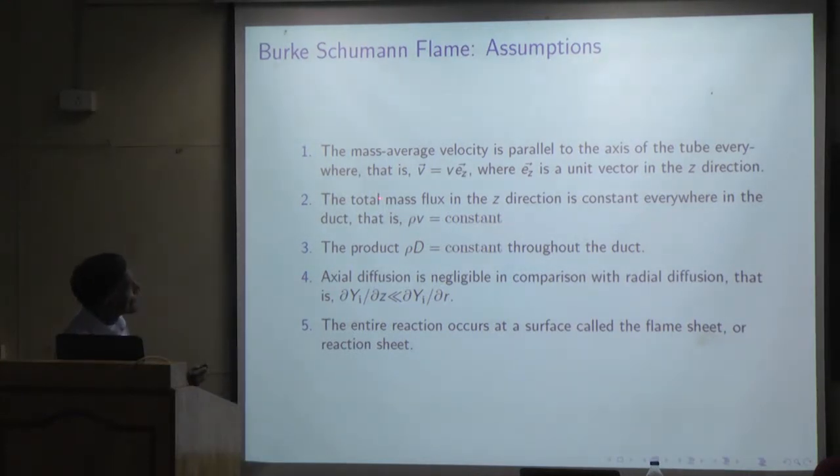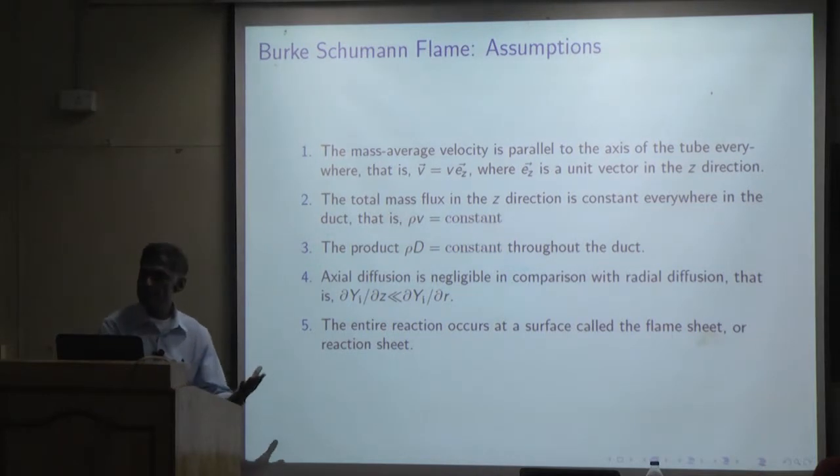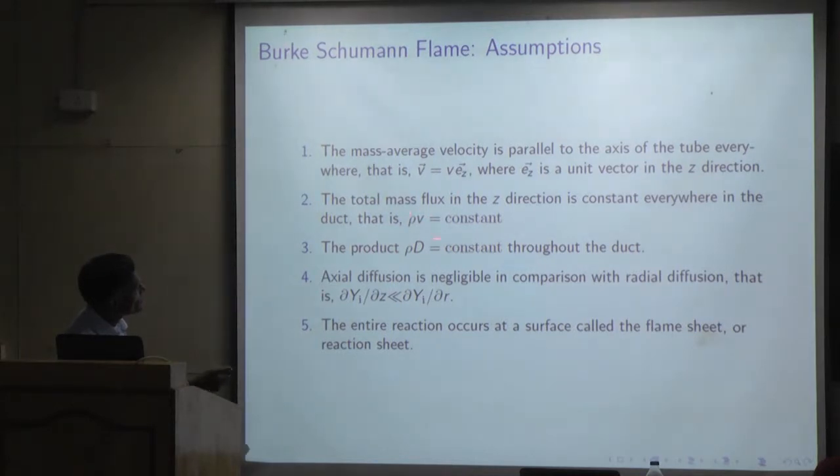And the total mass flux in the z direction is constant everywhere. That means rho v is a constant throughout the flame. That's again not a very good assumption, but we shall make that nevertheless. That's what Burke and Schumann did, so we're going to use that. So the velocity is parallel everywhere, and rho v is a constant everywhere across. Now the product rho D, the density times the diffusivity, is a constant.